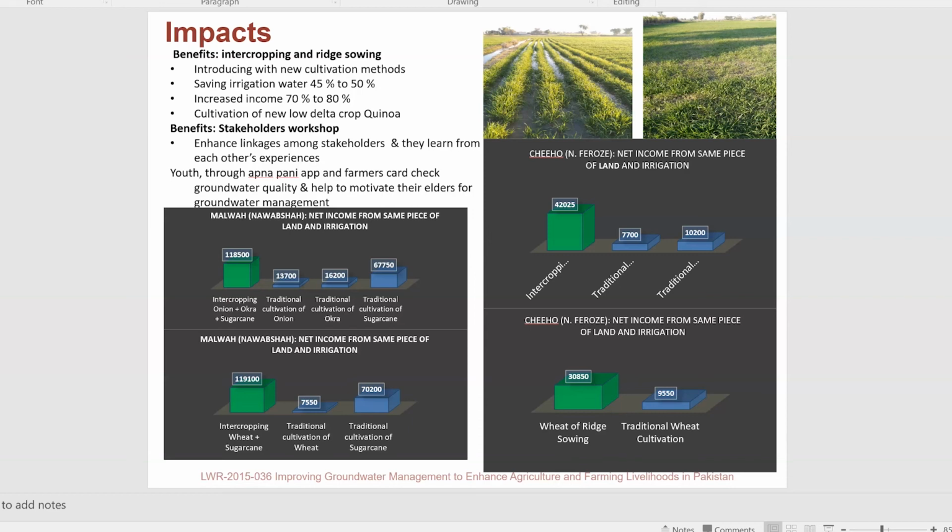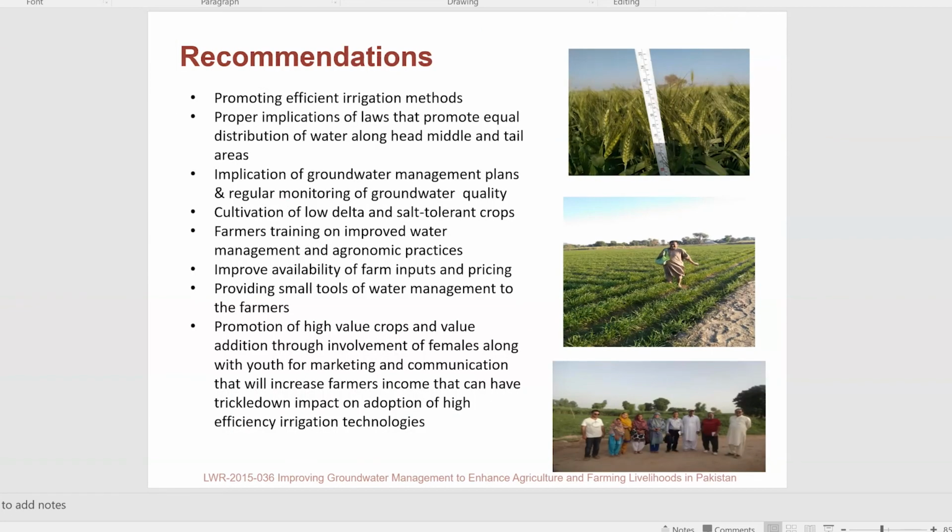As far as the stakeholder forum benefits are concerned, it is observed that stakeholder forums help to enhance the linkages among the stakeholders, and they learn from each other's experiences. Youth, through the Apna Pani app and farmers card, check groundwater quality and help to motivate their elders for groundwater management. Based on all these interventions and observations, these are the recommendations.